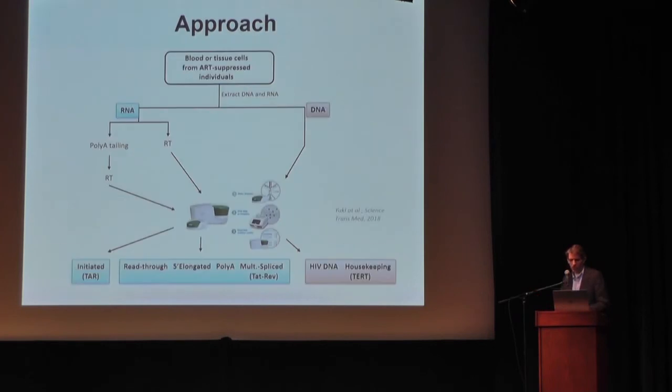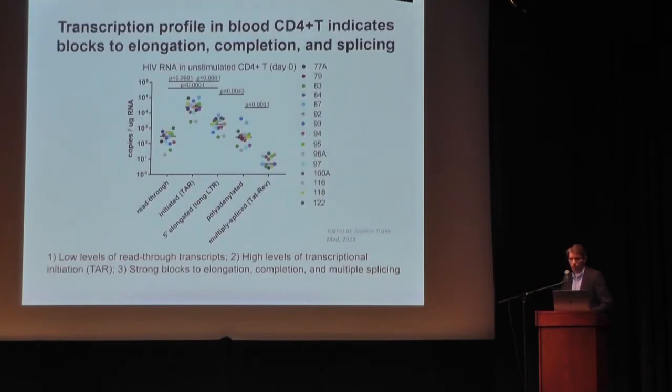And finally, when we looked at polyadenylated transcripts, those were more than 10 times higher than levels of multiply spliced transcripts, suggesting that a lot of completed transcripts just never get spliced, that there's a block to splicing. So to summarize, it looks like at baseline in cells straight out of the patients, there's very strong blocks to elongation and completion and multiple splicing.